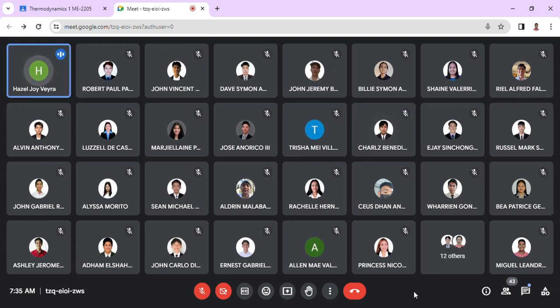Question is, 1 atm is equivalent to blank inch Hg. 1 atm is equivalent to blank inch of mercury. Answer, please. Ma'am, 1 atm is equal to 29.92 inches mercury po. Correct.